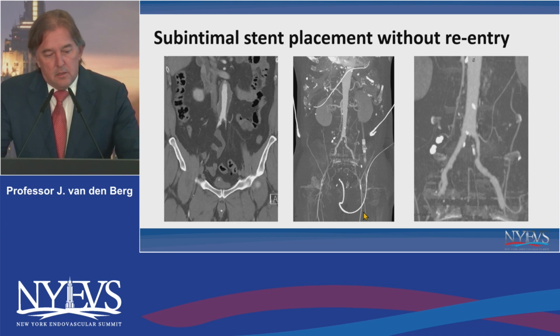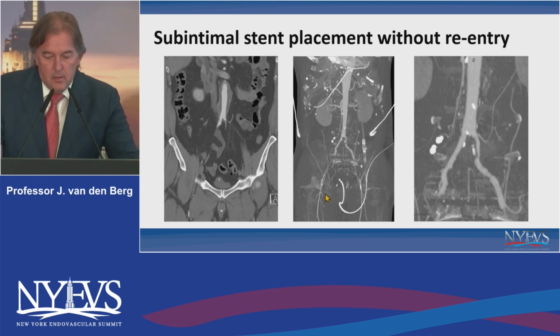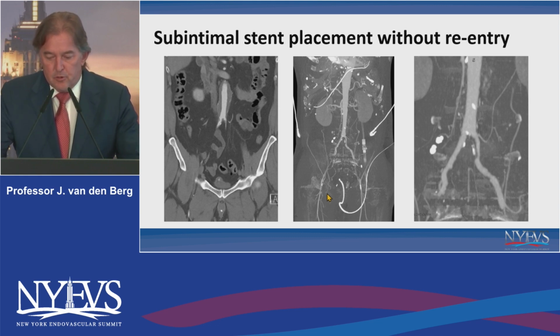Then this case, subintimal stent placement without re-entry that was done in an emergency setting by a local vascular surgeon. This is the CT angiography prior to the procedure, and you can see that there is some aneurysmal disease of the aorta with an occlusion on the right-hand side of the external iliac artery. This was after a coronary bypass procedure with a large bore access during the surgical procedure for the perfusion.